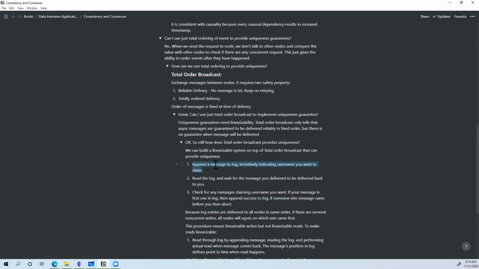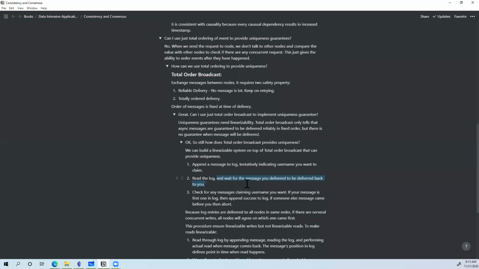But here we are saying that the sender has to wait for the response back to receive that log back. So in this case, who will it be receiving the message from? We are saying to wait for the message you delivered to be delivered back to you. So who will be delivering back to me? Is it one particular node or is it all the nodes? This is the question, right?